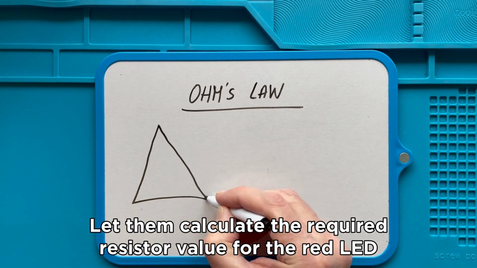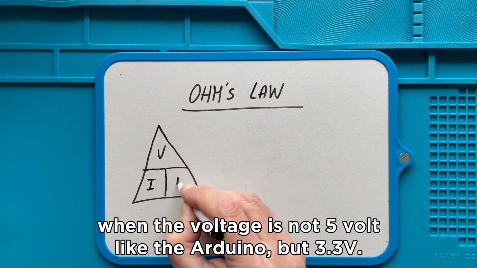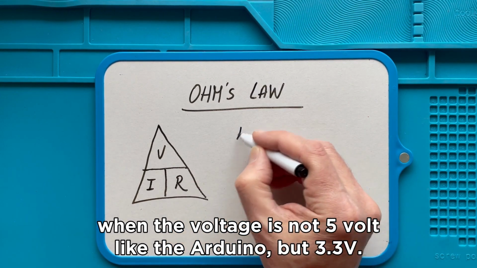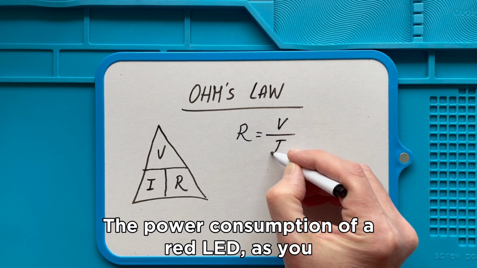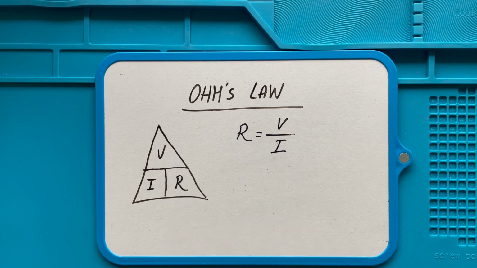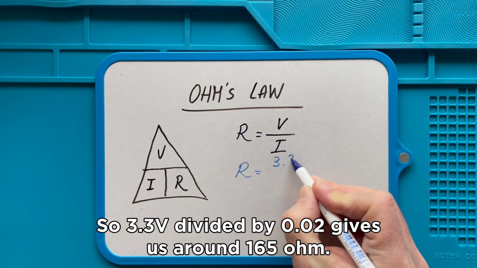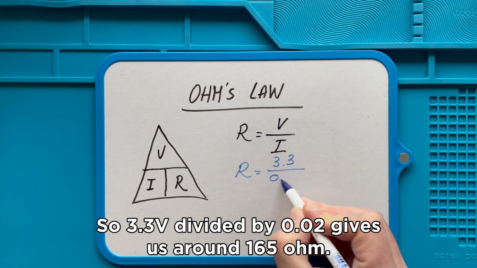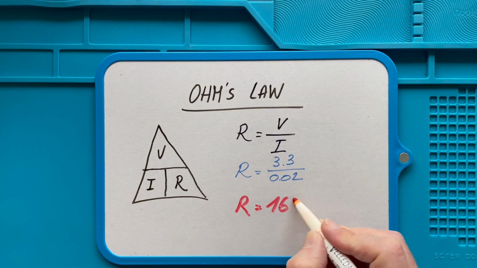Let them calculate the required resistor value for the red LED when the voltage is not 5 volt like the Arduino, but 3.3 volt. The power consumption of a red LED, as you might remember, is around 20 milliamps, so 3.3 volts divided by 0.02 gives us around 165 ohm. You can still use the 220 ohm, but the LED will not light up as brightly.